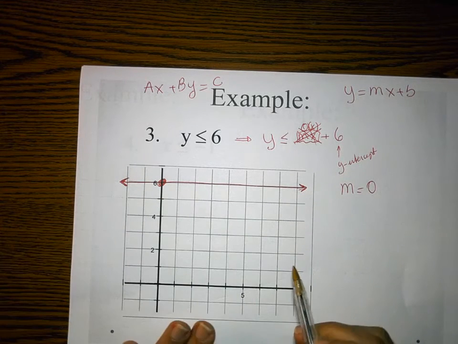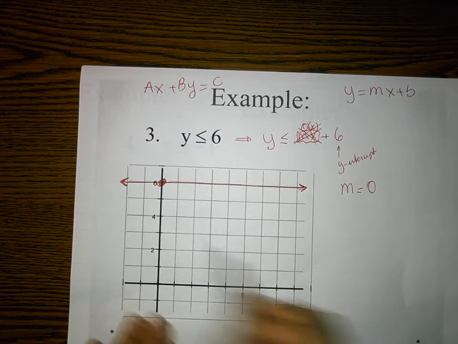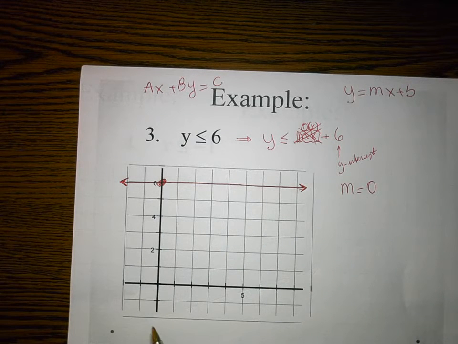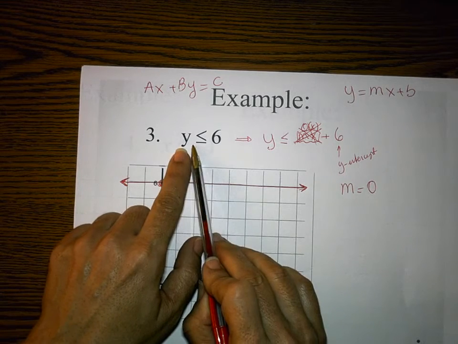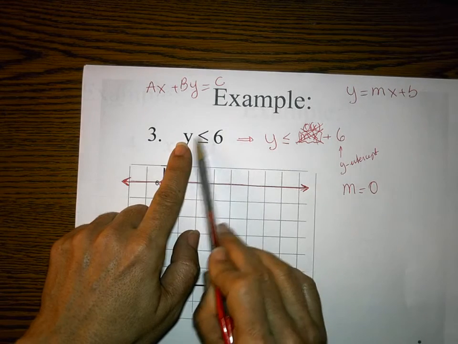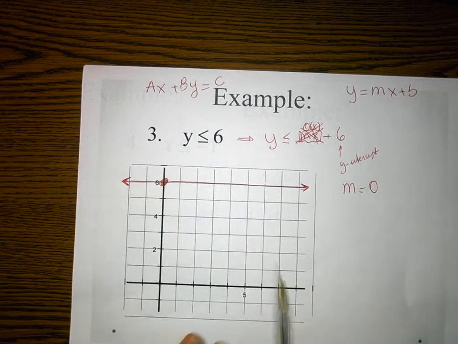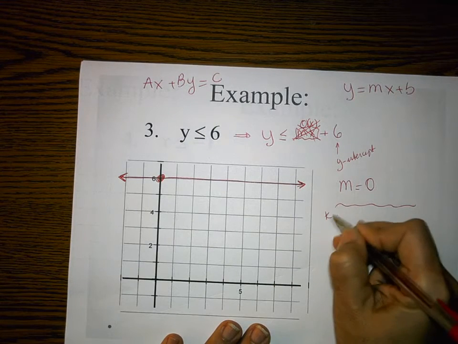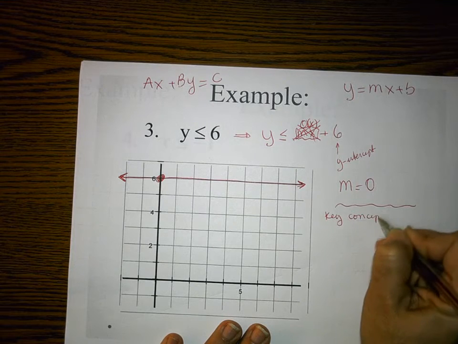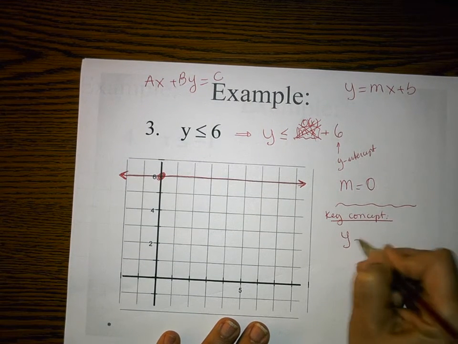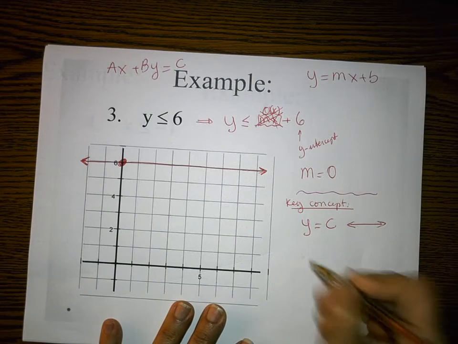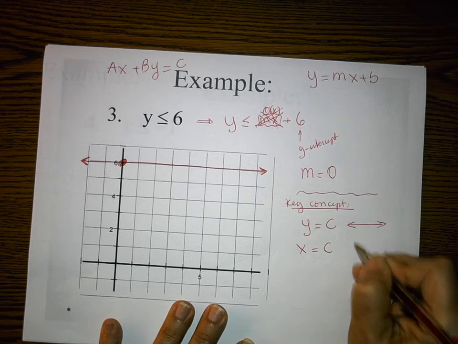And it's good to do these things in pencil, because if you do a solid line and like, oops, it was supposed to be dashed, then you can go ahead and fix it and make it a dashed line. All right, so I know y equals 6, or y is less than or equal to 6, is a horizontal line. I told the students before, long ago, this was a key concept that we learned long ago. Y equals any constant is a horizontal line. And x equals any constant is a vertical line.